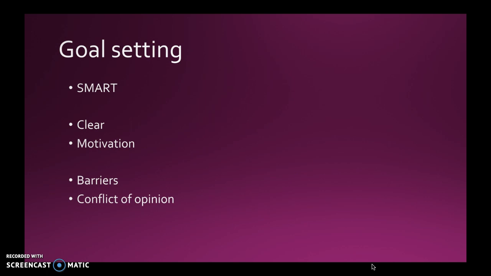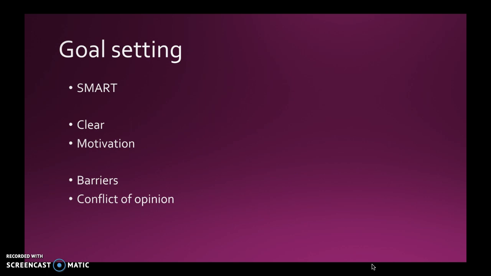If they didn't reach their time scale, it can be quite demotivating for the performer, and therefore they don't want to complete their goal, they want to stop there. Barriers can come into it that are maybe out of your control, for example, injury, and they can't be helped, and they can reduce the time that the target is achieved in.